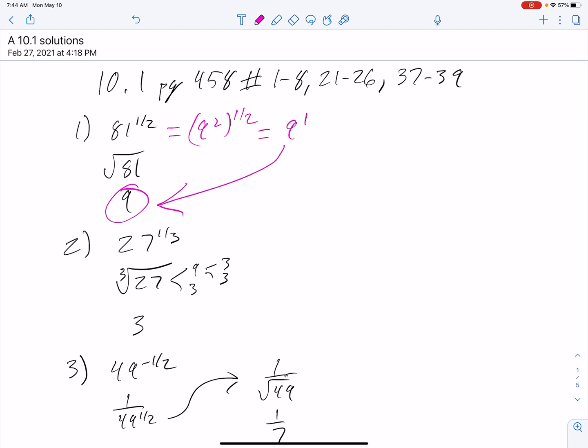Similar for number 2, I could write 27 as 3 cubed to the 1/3 power, use my rule of exponents and get 3, or I can rewrite it as the cube root of 27, and I know that that would be 3 as well.